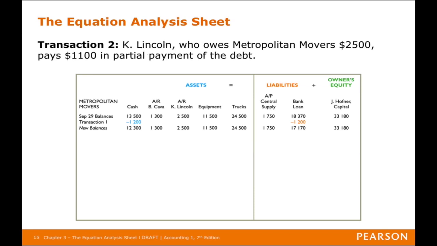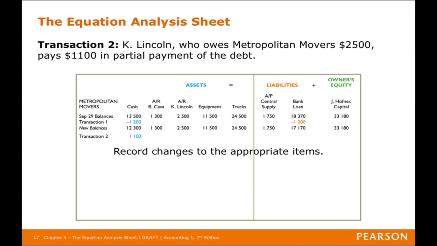Now we can move on to transaction 2. K. Lincoln, who owes Metropolitan Movers $2,500, pays $1,100 in partial payment of his debt. So the same process applies. We record changes to the appropriate items. In this case, we're receiving $1,100 from K.